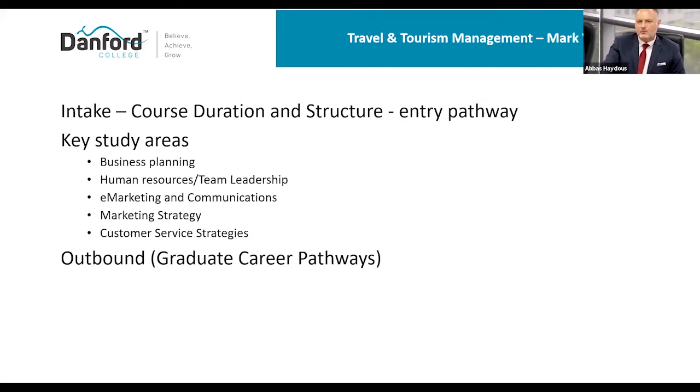So in that way, we look not just at the kitchen, we look beyond the hotel to the broader area of the industry of travel and tourism. And that's, I think, what at a senior level this particular qualification focuses on.